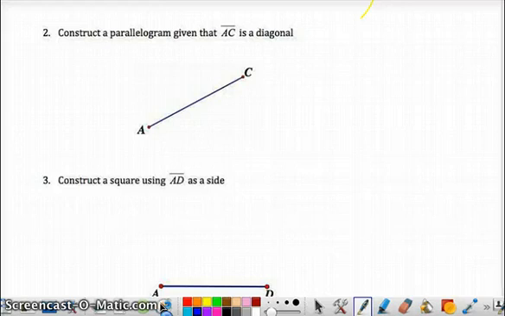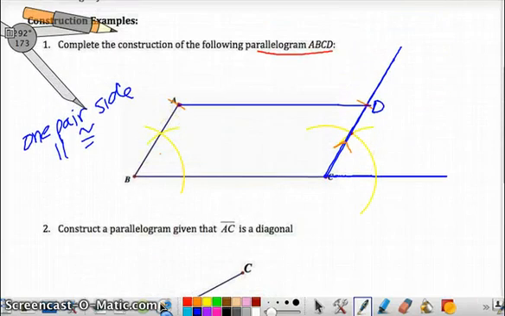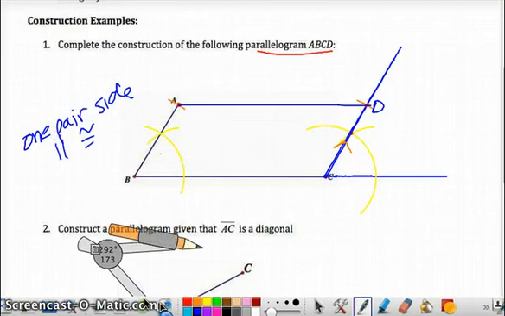Number 2, construct a parallelogram given that segment AC is a diagonal. Okay, segment AC is a diagonal. Sorry, I need to get my compass down here.